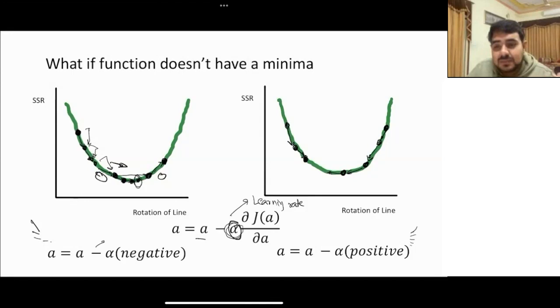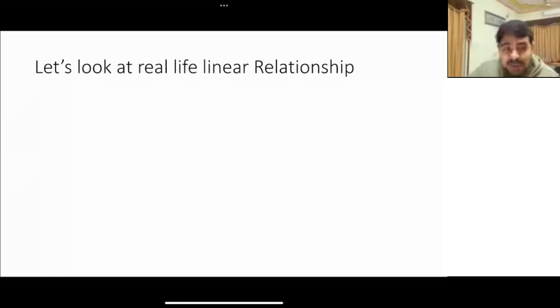Now, I know we have suddenly gone from simple graphs, or simple prescriptive and descriptive analytics, to differentiation and something like gradient descent, and it becomes somewhat complex for someone, right? So why not look at an actual real-life linear relationship, instead of going with a toy example, where we look at height and weight? The idea was to explain how things work. But before that, let me just look at it.